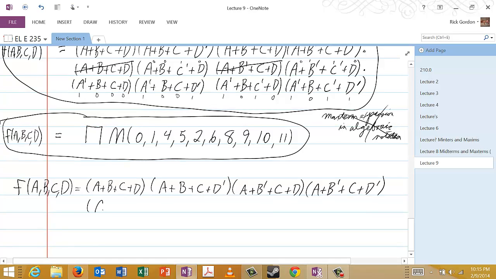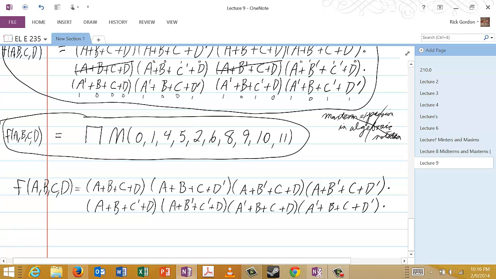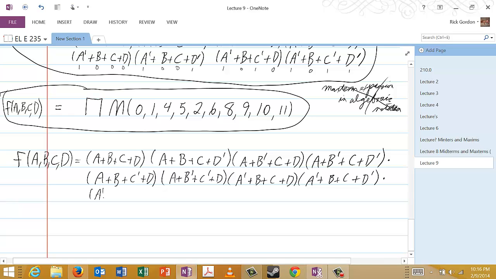anded with (a or b or c prime or d). Notice I'm taking out the redundant terms from above. Anded with (a or b prime or c prime or d), anded with (a prime or b or c or d), anded with (a prime or b or c or d prime), anded with (a prime or b or c prime or d), anded with (a prime or b or c prime or d prime).